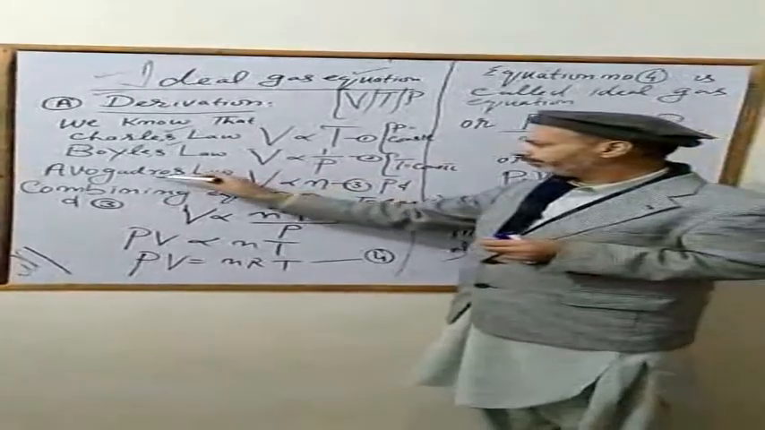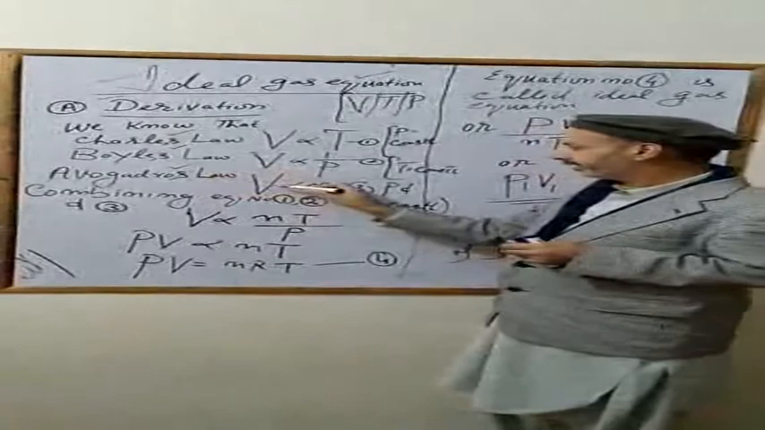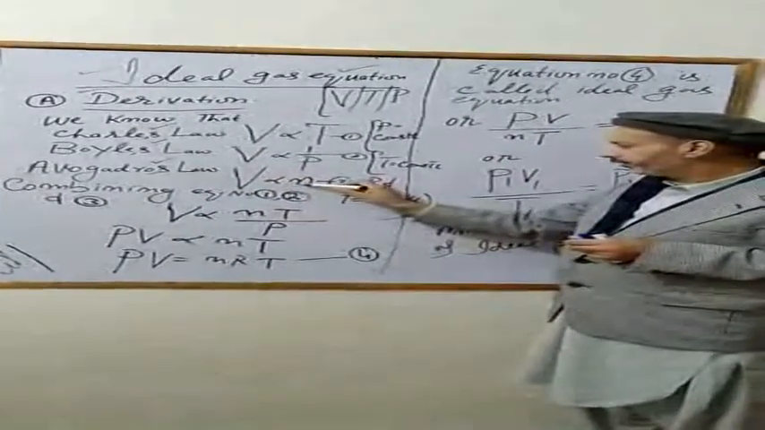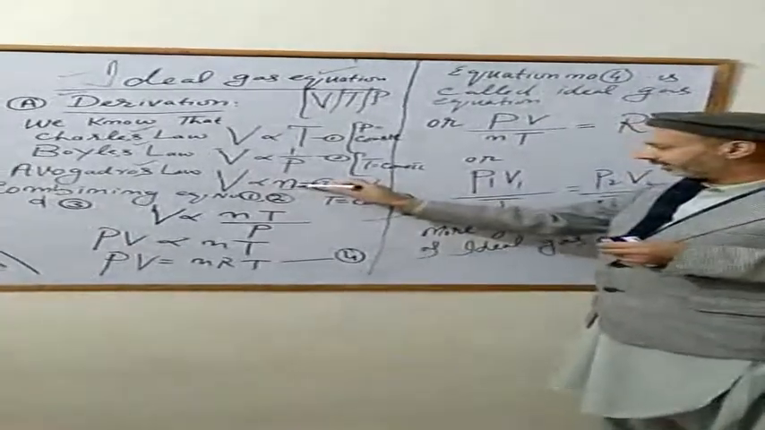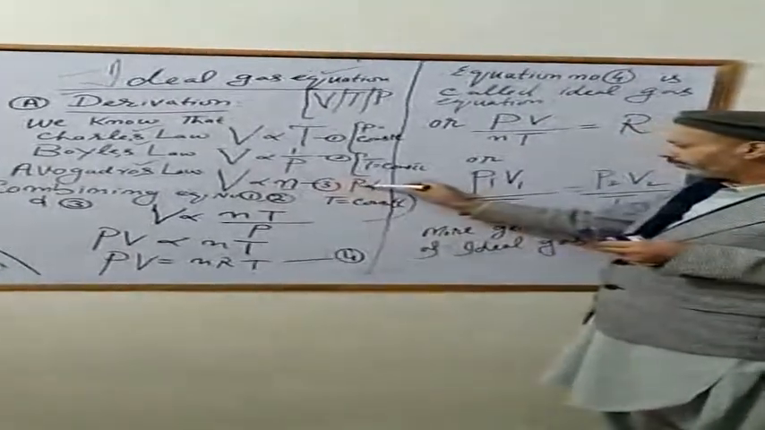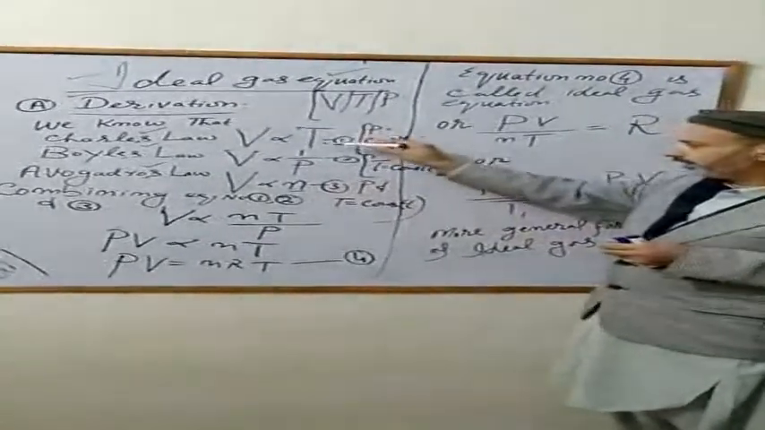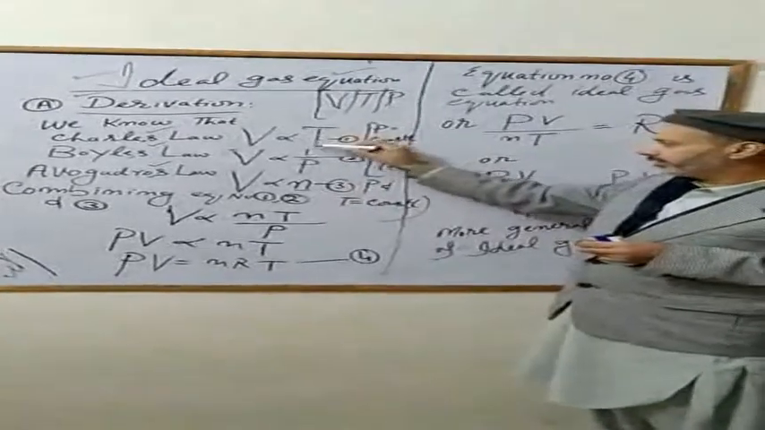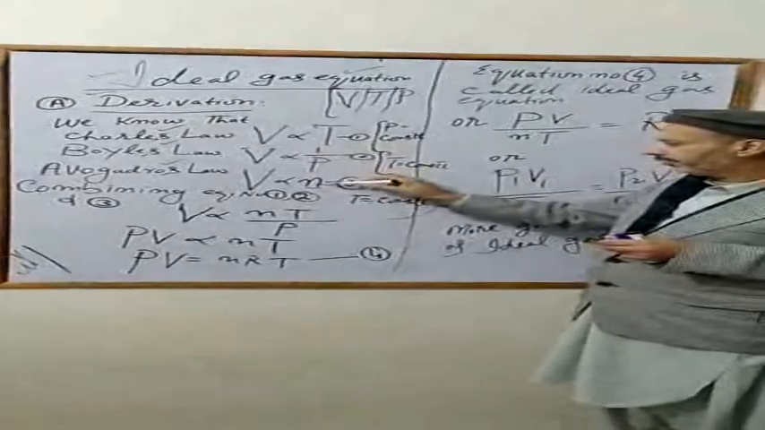And in the same way, from Avogadro's law, we know that the volume of a given mass of a gas is directly proportional to the number of moles of the gas, that is n. Here P and T are constant. So these are the three laws which correlate volume with temperature, volume with pressure and volume with the number of moles of the gas.